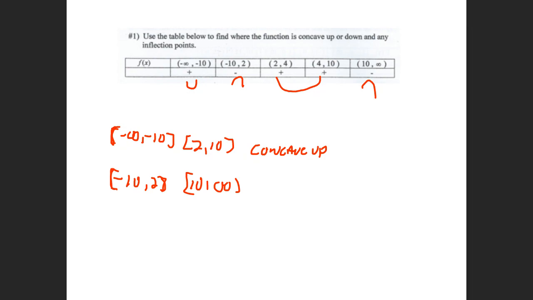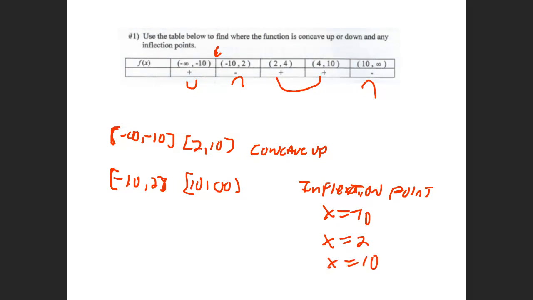And then where are the inflection points? Well, the inflection points are the points where it does change. So there is an inflection point at x equals -10. There's one at x equals 2. There isn't one at 4 because it doesn't change concavity. And then there's one at x equals +10.